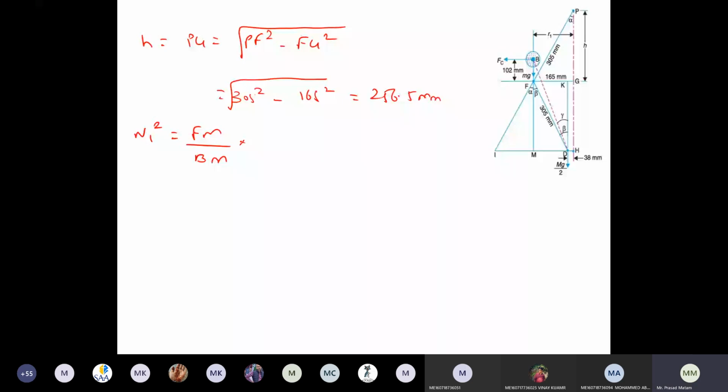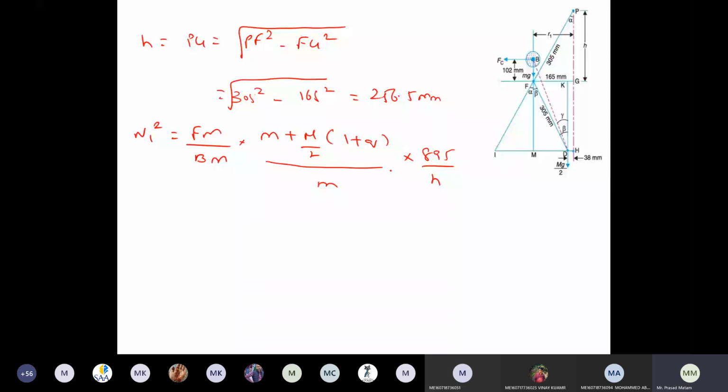Into small m plus capital M by 2, into 1 plus q. I am using... Okay, by m into 895 by h.